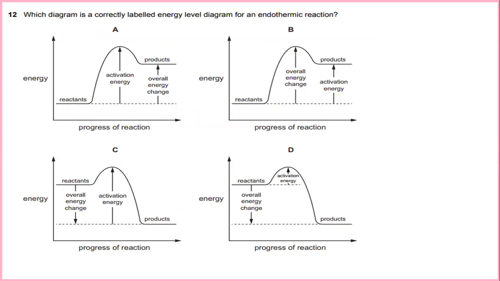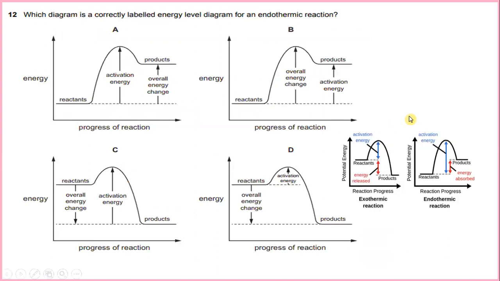Which diagram is a correctly labeled energy level diagram for the endothermic reaction? From this simulation of the diagram, A is the most suitable answer for this question. During the endothermic process, you can see the activation energy is increasing and the overall energy change is also increased. At that point the products will be stagnant.